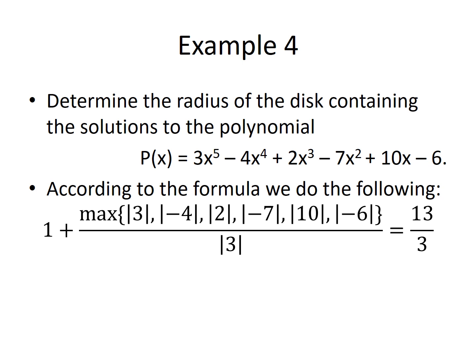Take the absolute value of each of the coefficients, in this case 3, -4, 2, -7, 10, -6. Take the largest of those in absolute value, in this case it is 10, and then you divide by the absolute value of the leading coefficient, in this case 3. And then you add 1 to that, so you have 1 plus 10 over 3, and that is 13/3. So the radius is 13/3, a little bit bigger than 4.